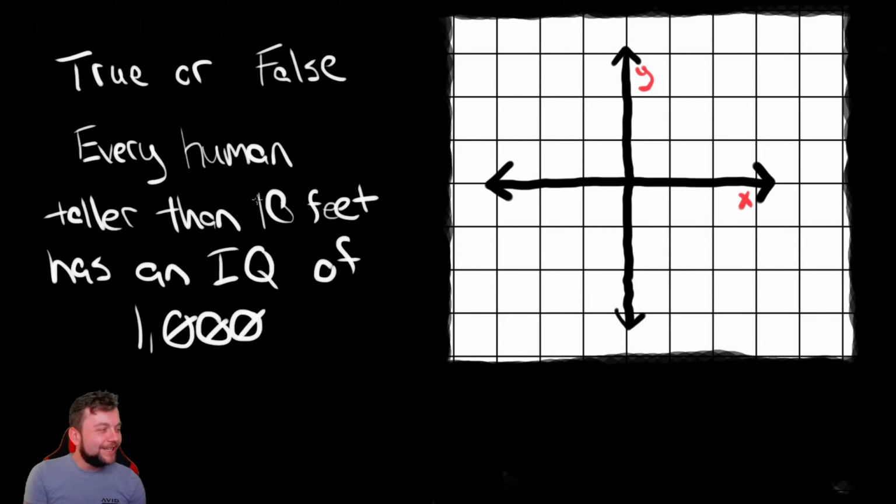Let me make this 12. Let's go with 12 feet. Every human taller than 12 feet has an IQ of 1,000. Is that true or false? That's your math, a little bit of a logic question for you. So is that true or false? And I will leave you with that.